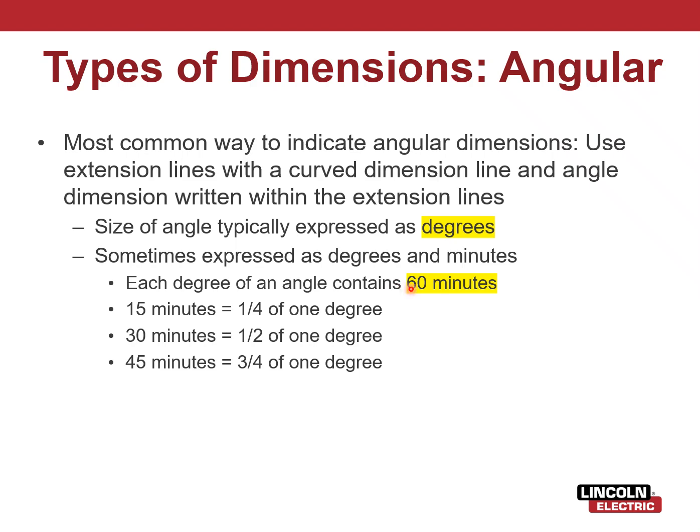So sometimes they'll just use it as a reference, minutes, okay? So 15 minutes, that's a quarter of 1 degree, all right? And this is when you're getting down to the point, like 29.8 degrees. Sometimes they'll reference it as minutes instead of a quarter, half, three-quarters.